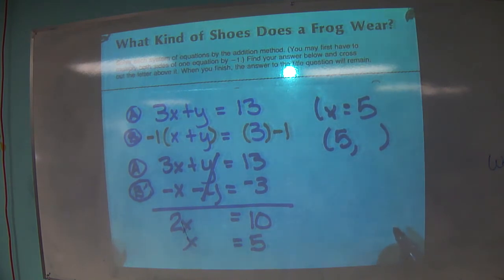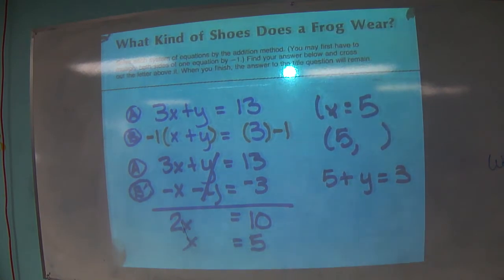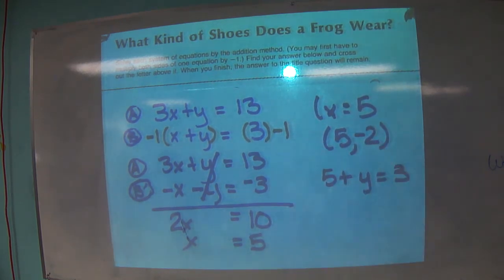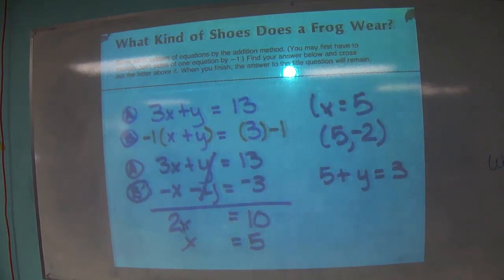So which one would be easier? Why do you do the hard one? Which one's easier? B. So 5 plus y equals 3. What's y? 2. That would be 7. -2. Thank you very much. I knew I was right somehow.